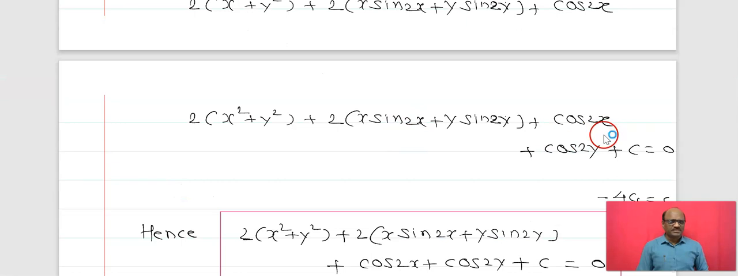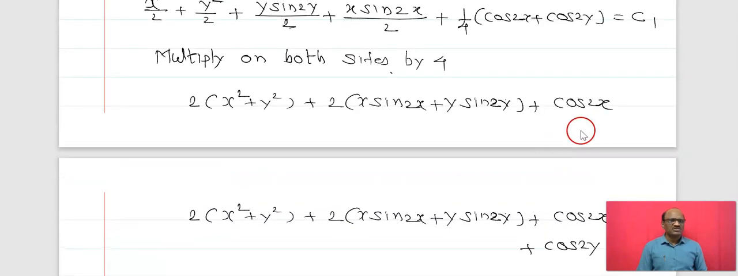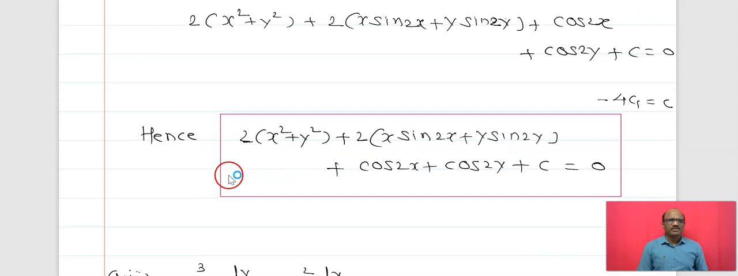I repeat that step here: 2 in bracket x square plus y square plus 2 in bracket x sin 2x plus y sin 2y bracket complete plus cos 2x plus cos 2y plus c equals 0. Here I have replaced minus 4c1 with c, a constant, and therefore the final solution of that differential equation is 2 in bracket x square plus y square plus 2 in bracket x sin 2x plus y sin 2y bracket complete plus cos 2x plus cos 2y plus c, that equals 0.